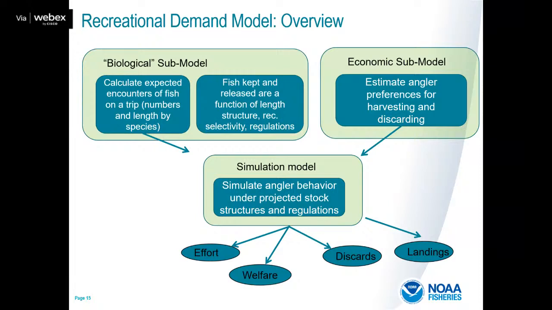Thanks. Okay, so the little circles at the bottom are the outputs of the model. You can see that it's outputting landings and discards, as well as measures of fishing effort, so numbers of trips that would be taken, and angler welfare. Some of this is information that we haven't necessarily had available to us in the past when considering the impacts of our measures on all these sorts of things. Next slide.